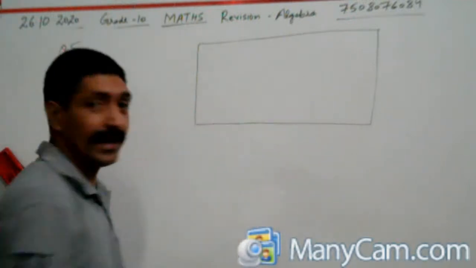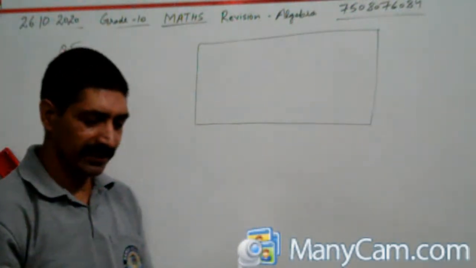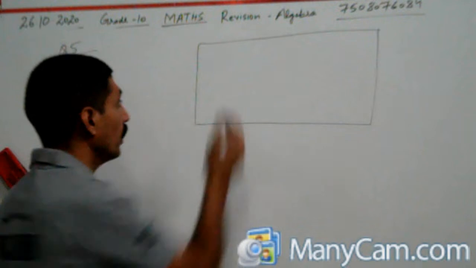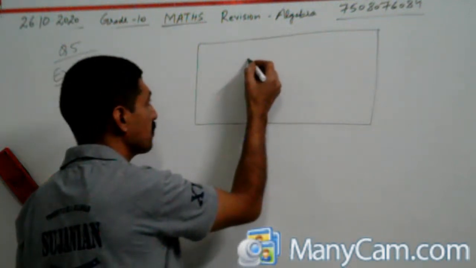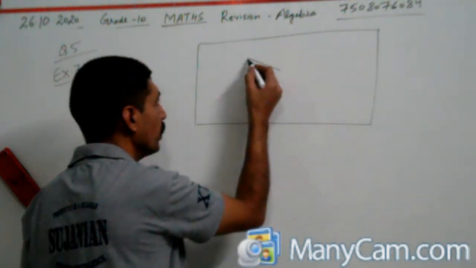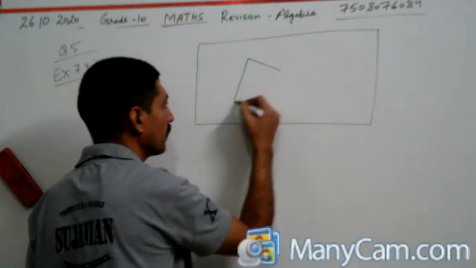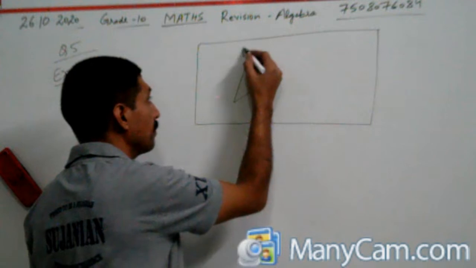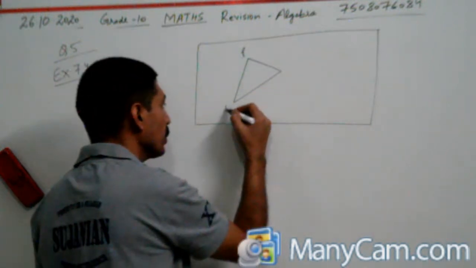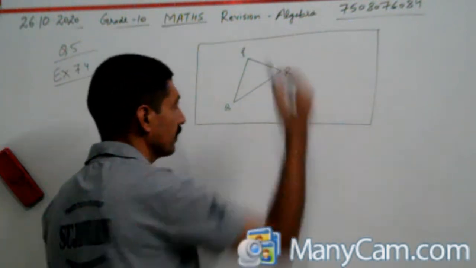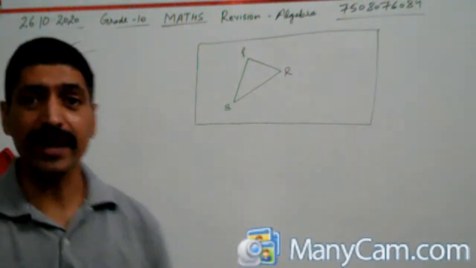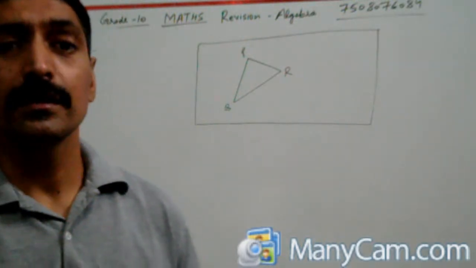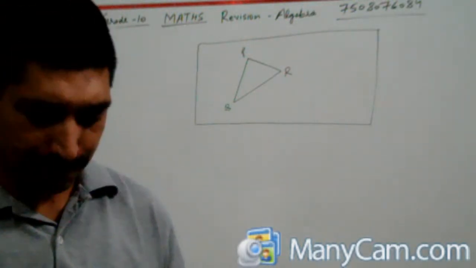One rectangle, and inside the rectangle we have a triangle PQR. One triangle with points P, Q and R. In this way, we have a triangle P, Q and R. So here we have to locate the vertices of this triangle.